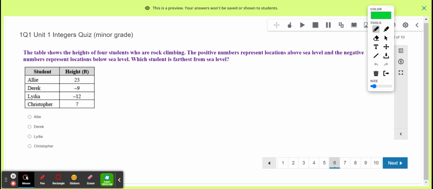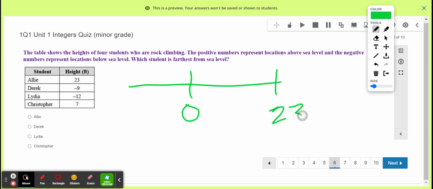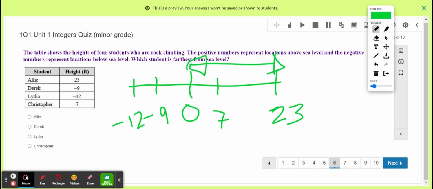Which statement is furthest from sea level? The positive numbers represent locations above sea level. So when we're looking at furthest from sea level, we're looking at 0. We got positive 23, 7, -9, and -12. So the furthest from sea level is going to be 23. Farthest.